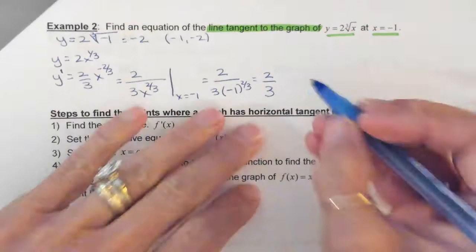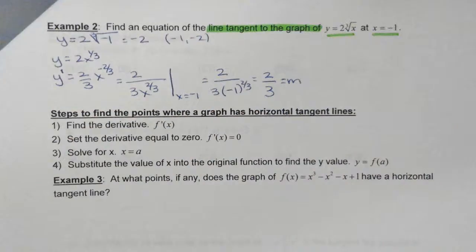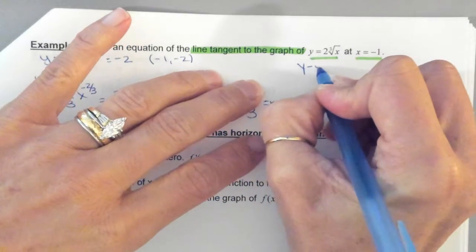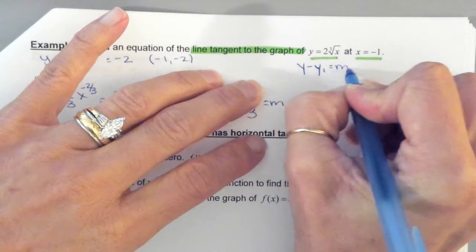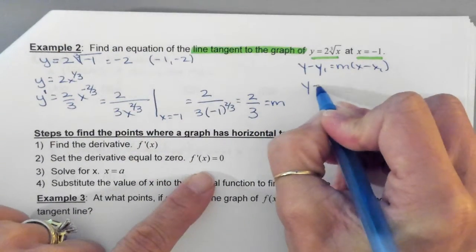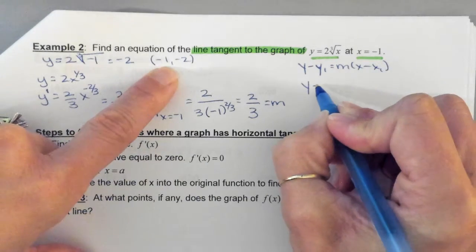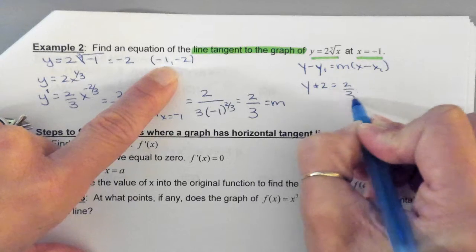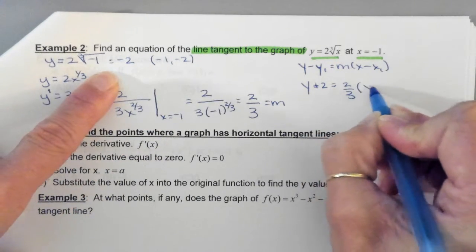Yep. All right, so now we have our slope. Do we have everything that we need to write the equation of the line that's tangent to the curve at x equals -1? Yes, okay. So, using y minus y sub 1 is equal to m times x minus x sub 1, let's fill in the blanks. Y minus what? Ooh, it becomes plus 2 is equal to 2/3 times x plus 1.